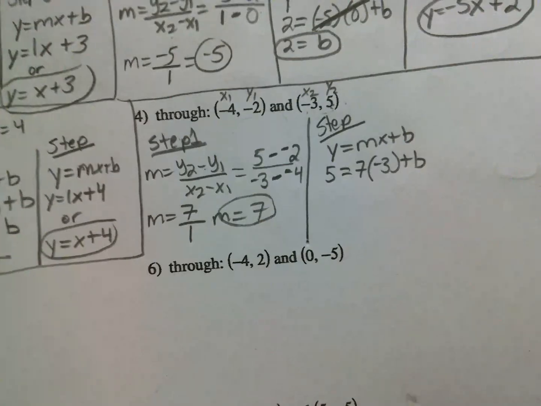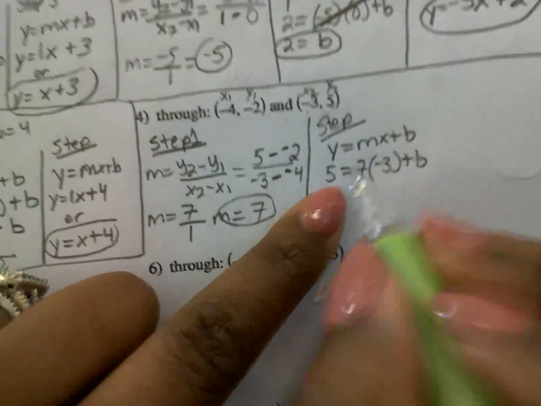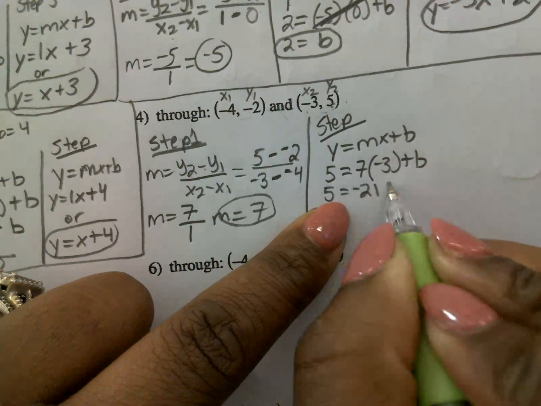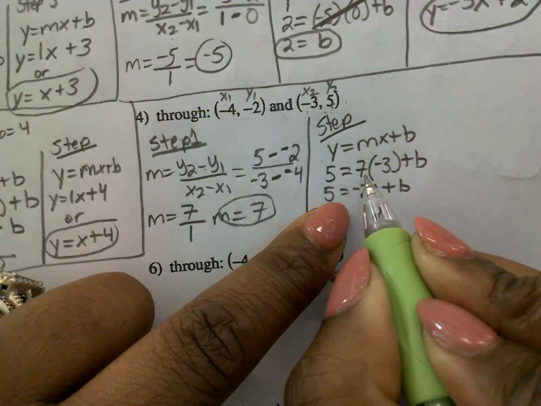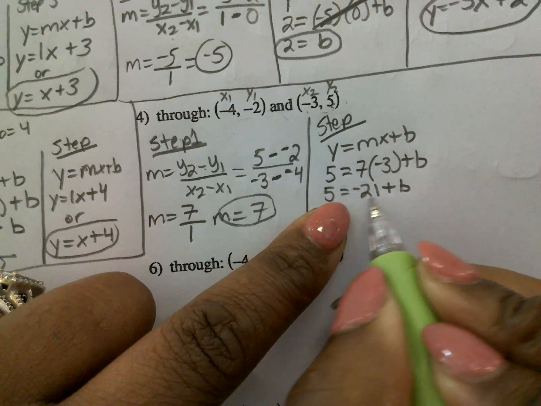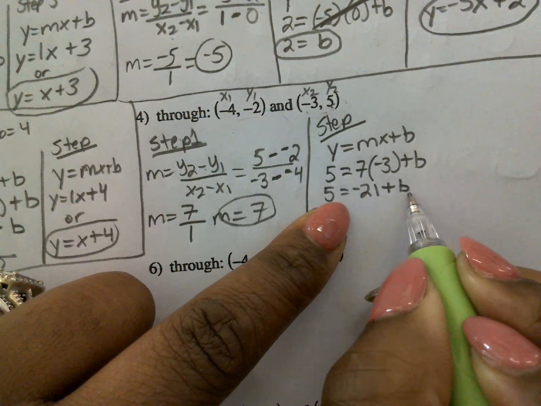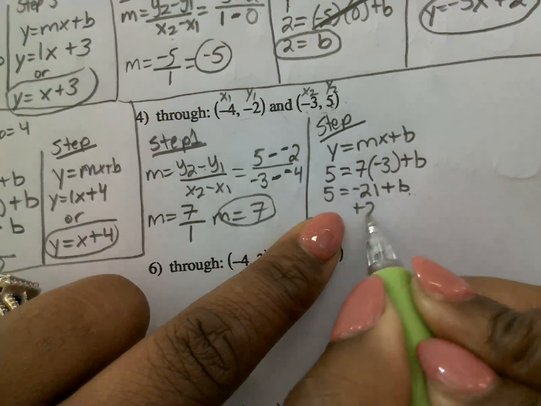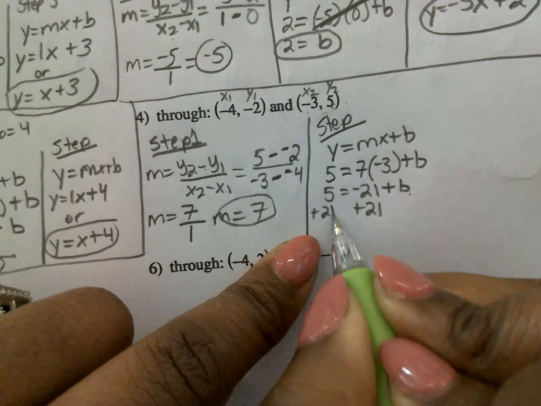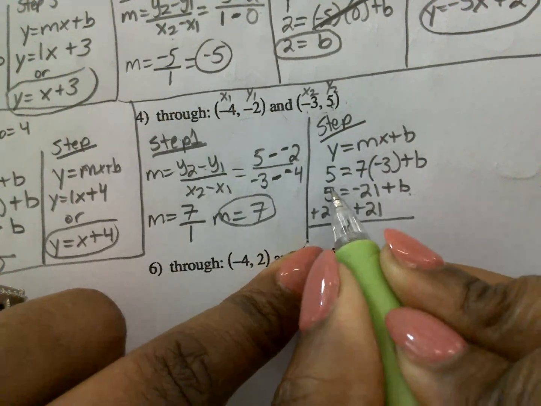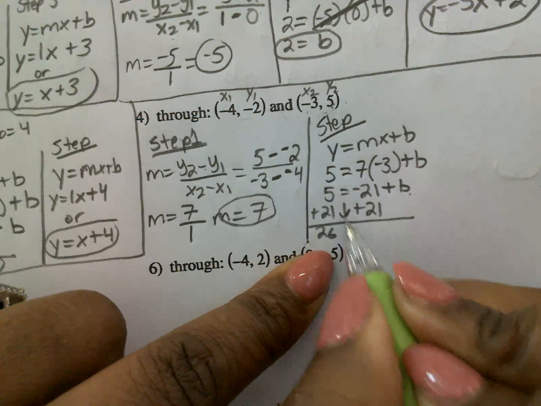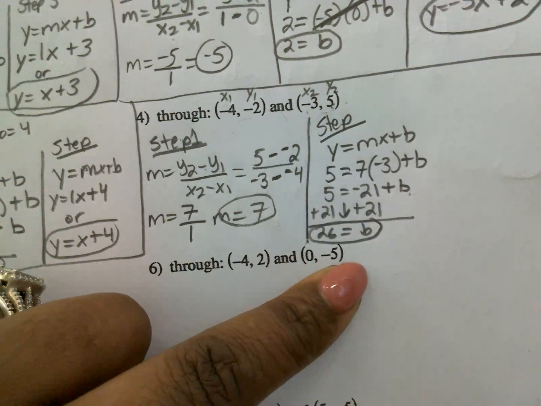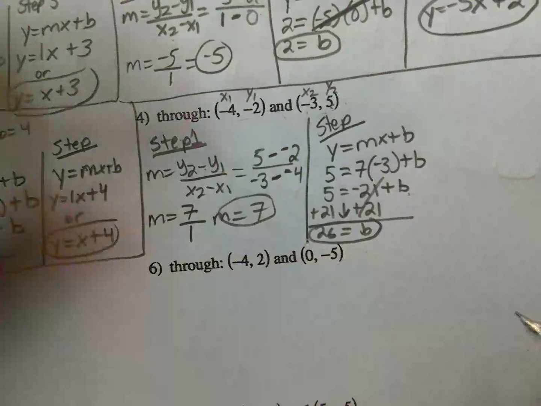So we're solving for b. We've got to find the y-intercept. This is 5 is equal to, this is negative 21 plus b. 7 times a negative 3 is a negative 21. To get b by itself, you got to get rid of the negative 21 by adding 21 on both sides. Okay? So this side gives me a 26. So b is 26. Okay? Because this is gone. Okay?